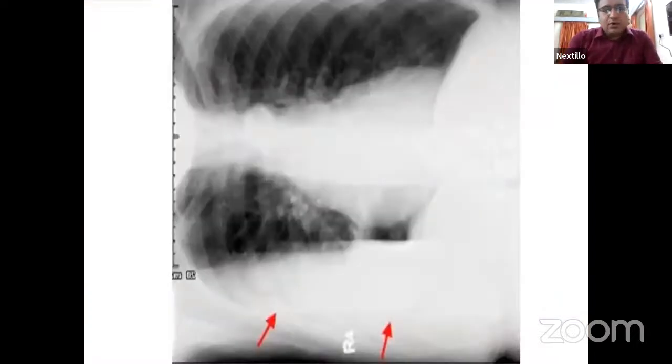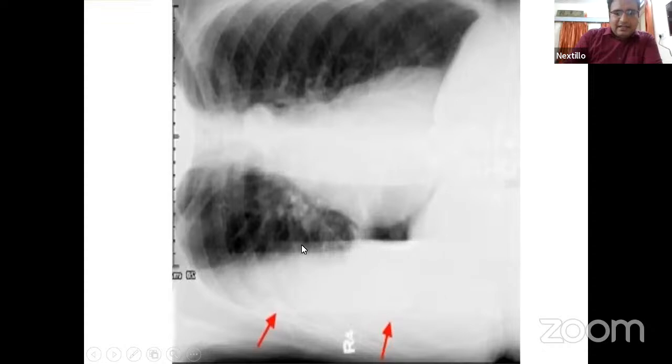Remember this. Now look at this X-ray. What is the position? It is neither PA nor AP. The patient is lying down, so this is the lateral decubitus position. What is happening here? Can you see this part? Wait for a second. Can you see this part? What is happening? This is a homogeneous radio-opacity.